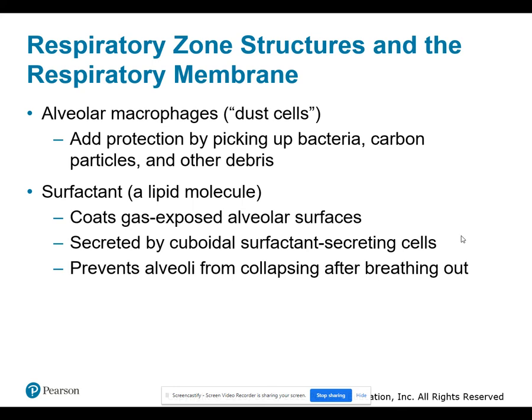Another thing that your lungs are going to have is something known as surfactant. This is a lipid molecule. Lipids are basically a fat. What it does is coat your gas-exposed alveolar surfaces. These are secreted by cuboidal surfactant-secreting cells. And the whole function of these is to help prevent your alveoli from collapsing after you breathe out. You don't want them to be crushed and ruined, so it keeps them from collapsing.